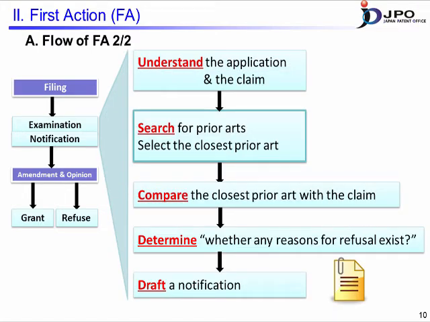Now, let's take a look at the details of the FA procedures. First, examiners must understand the content of the application and the claimed invention that is written in the claim. Next, they must search for prior arts using specific databases and retrieve the prior art that is closest to the claimed invention. Next, they compare the closest prior art with the claim and judge whether or not there exists any reason for refusal. Finally, examiners draft a notification.